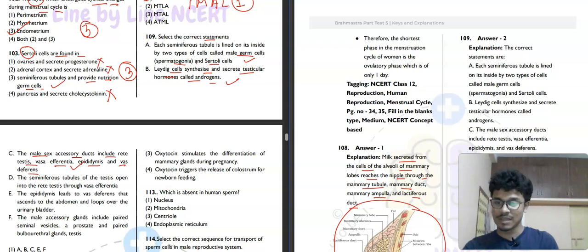Then D, the seminiferous tubules of the testis open into the rete testis through vasa efferentia. This is not correct actually. Basically, the seminiferous tubules of the testis open into vasa efferentia through the rete testis. That's why this statement is incorrect.